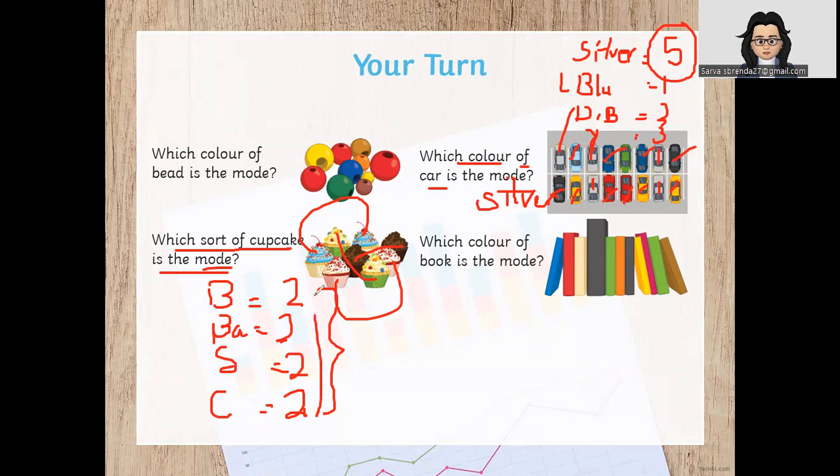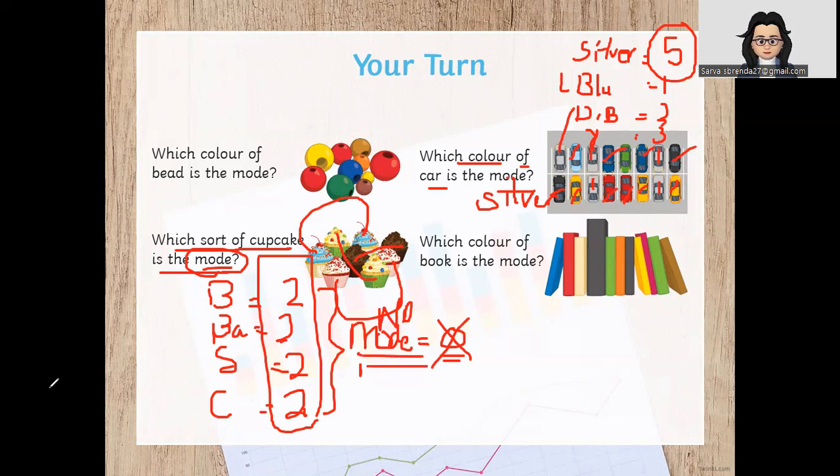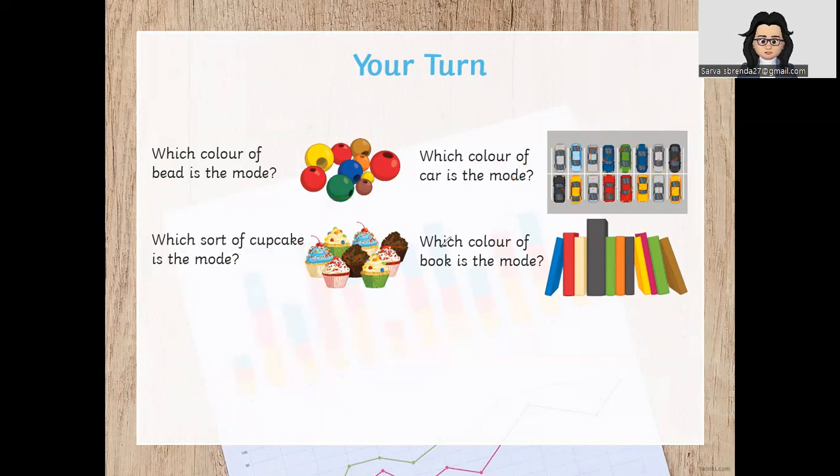Over here, the frequency is all the same. There is no highest value. So that's why sometimes there can be no mode. And when you say no mode, don't say 0 mode. Because when you say the mode is 0, you are telling that there is a mode, that the value there is 0. So don't use the number 0. Instead, just say no mode.